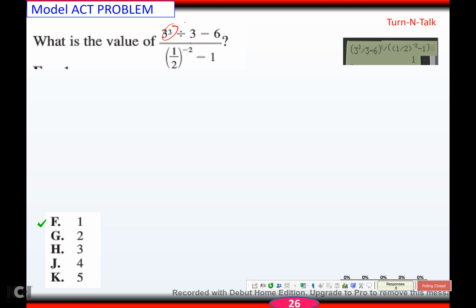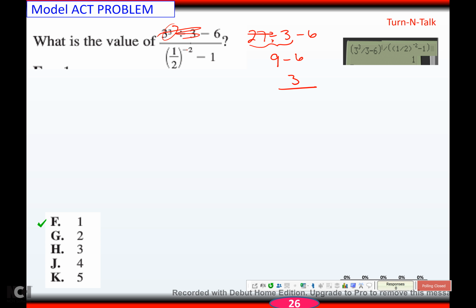I've got an order of operations. Cube first. I'm just going to look at the top. Don't even look at the bottom yet. That's 27 divided by 3 minus 6. I've got to divide before I subtract. That's 9 minus 6, which is 3. Top is done.